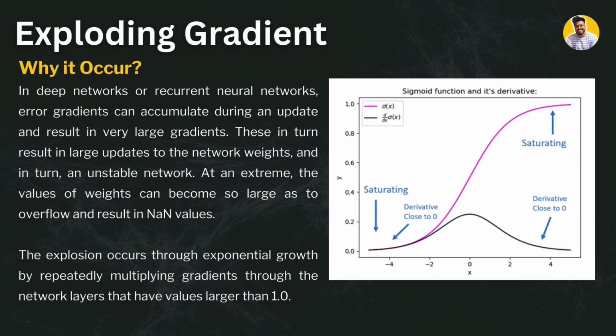Okay, so this explosion occurs through exponential growth by repeatedly multiplying the gradients through the network which have values more than 1. So if your neural network's weight is updated by values more than 1, it can explode very soon, because it results in very high weight updates.